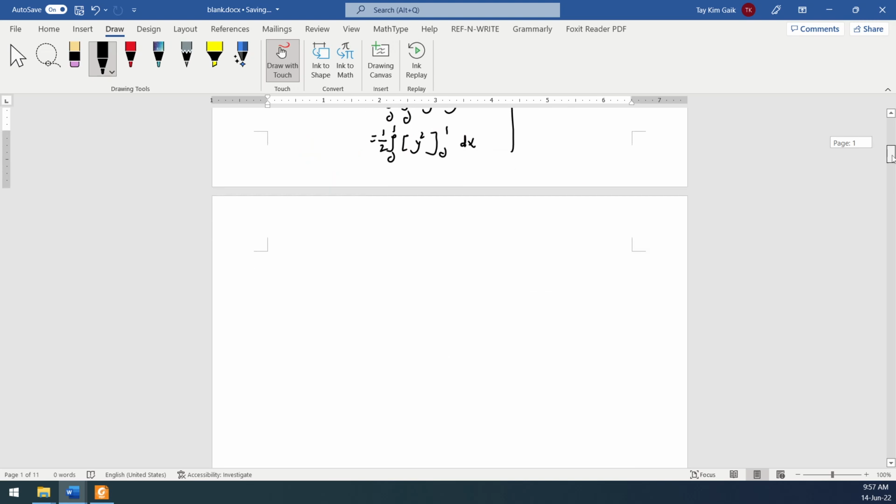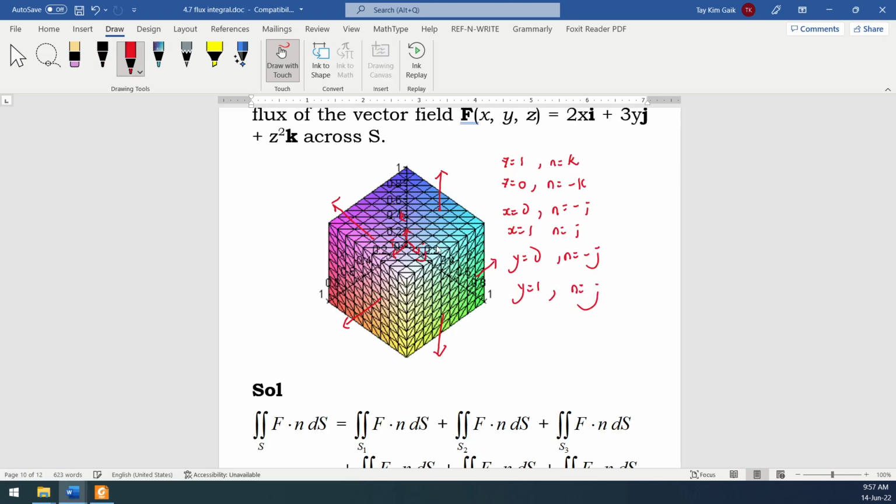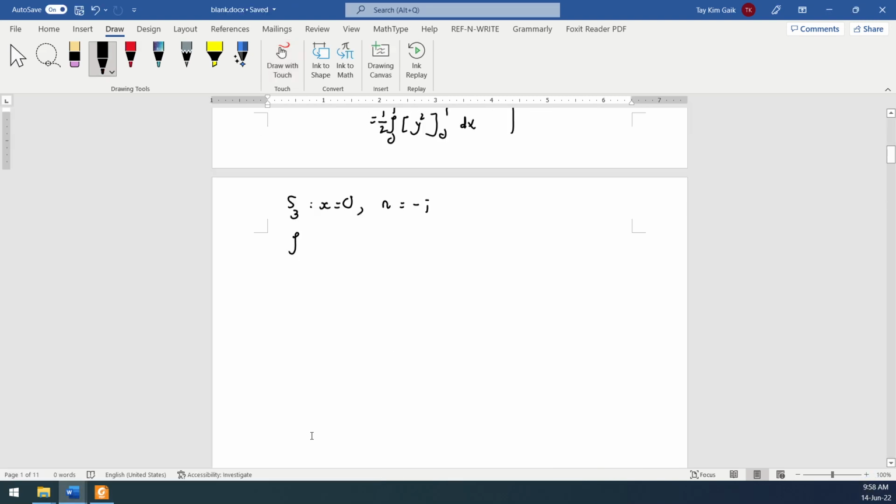Okay, and then do the third surface. Let's say S3, let's say it is x equal to 0. So the n is actually negative i. Look at here, x equal to 0 is a wall in front of you. So the unit normal vector that is normal to x equal to 0 will be negative i. Then repeat the process. So you have to do it 6 times.